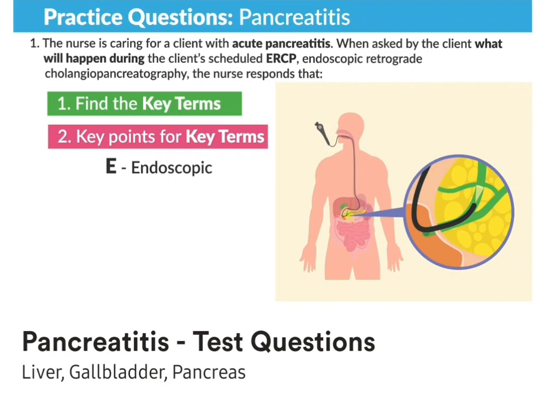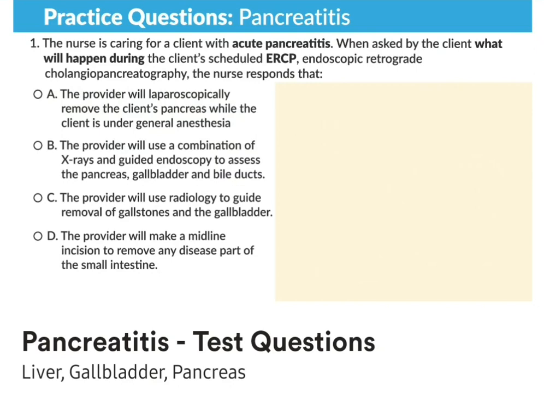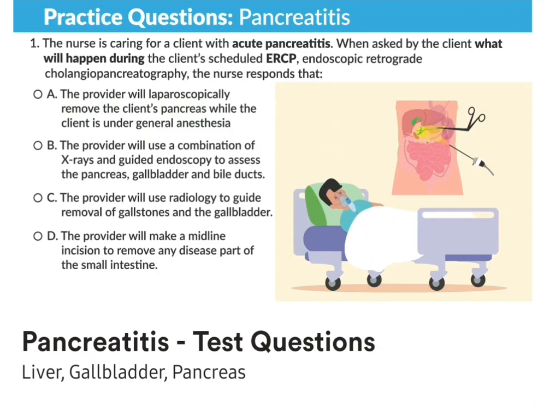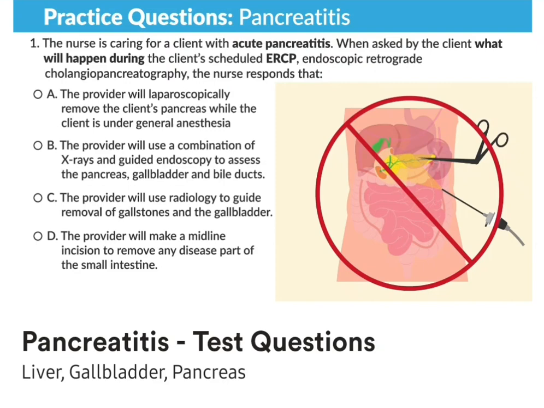Endoscopic means a scope, basically a tube with a camera. Retrograde means moving past. Cholangio is that bile duct. And pancreo refers to the pancreas. Ography is that video, or basically X-ray videography. So option A, the provider will laparoscopically remove the client's pancreas while the client is under general anesthesia. No, there's no cutting here or slicing the patient open, basically surgery.